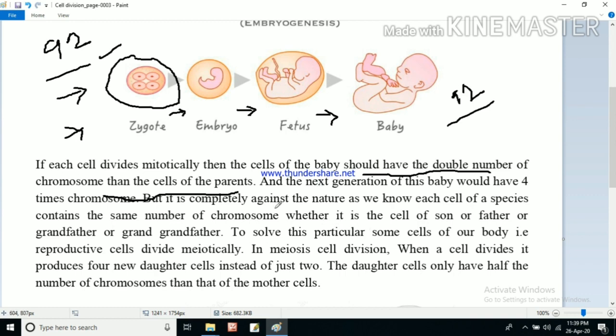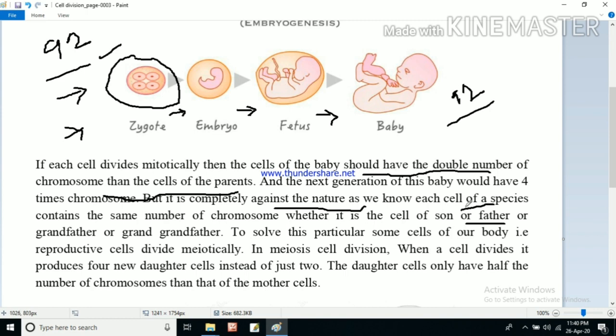But it is completely against nature, as we know each cell of a species contains the same number of chromosomes, whether it is a cell of the son or father or grandfather or great-grandfather. They all have the same number of chromosomes. There will be no changes in the chromosome number. Chromosome number will be the same for each cell, and if all the cells divide mitotically, then what would happen?